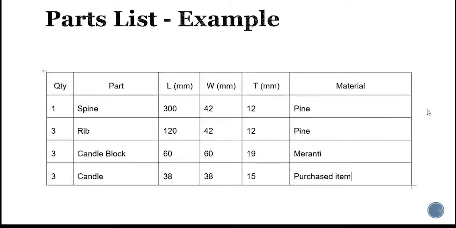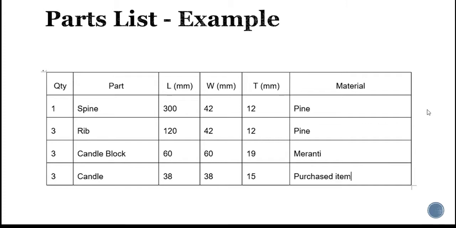So here's an example of the parts list for the Tealight stand, or the Tealight. We have one spine, that's the long bit down the middle. It's 300 millimeters long. It's made from 42 by 12 millimeter pine. We've got 3 ribs. They're only 120 millimeters long. It's also made from 42 by 12 millimeter pine. We have 3 candle blocks. They are 60 millimeters long. It's made from 60 by 90 Meranti.